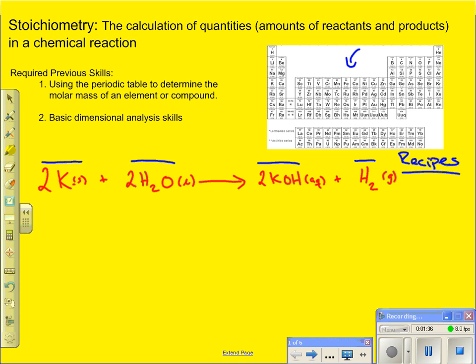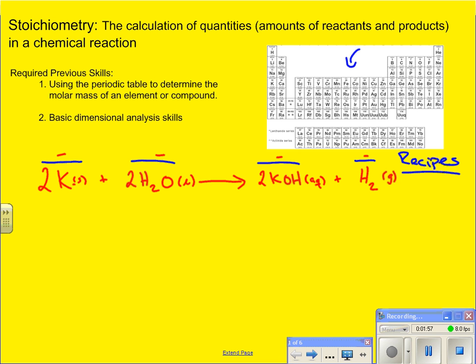So let's talk a little bit about what's involved and how do we interpret that. One of the ways that we started out with is looking at it on an atom basis. So we could read this as, like we said, 2 potassium atoms and 2 water molecules will yield 2 compounds of potassium hydroxide and 1 H2 molecule.